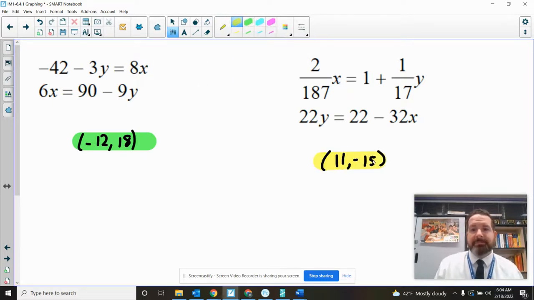You've solved your system. So going forward, unless you're specifically told which method to use, you can use any method you want: substitution, elimination, or graphing. And most of the time, I'm going to choose graphing.